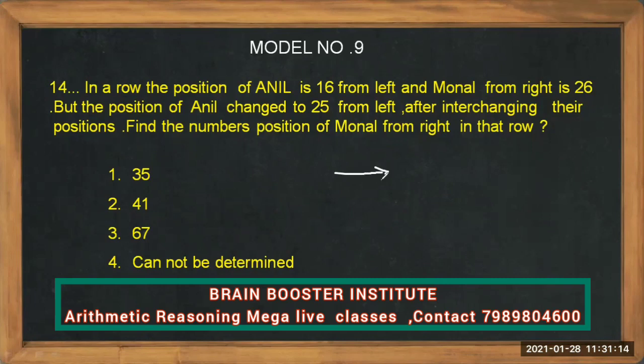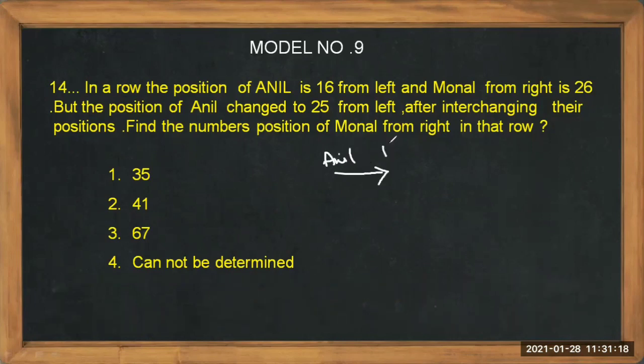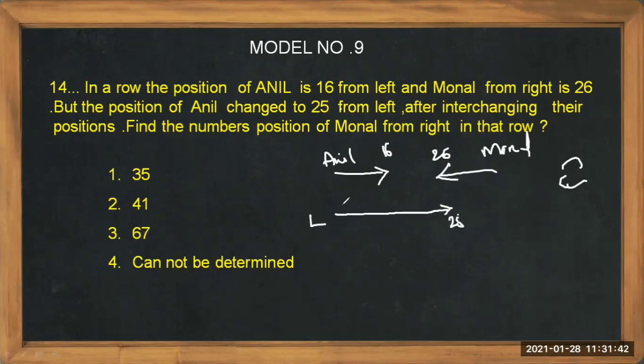The position of Anil from the left is equal to 16. The position of Monal from the right is equal to 26. This is Monal's position. Now the position of Anil changed to 25 from the left after interchanging their positions. Means they interchange the position. By interchanging the position, Anil's position from the left is 25. Anil's position.